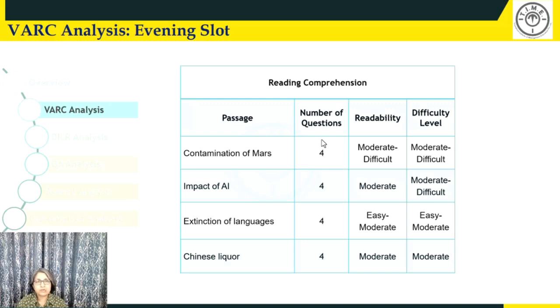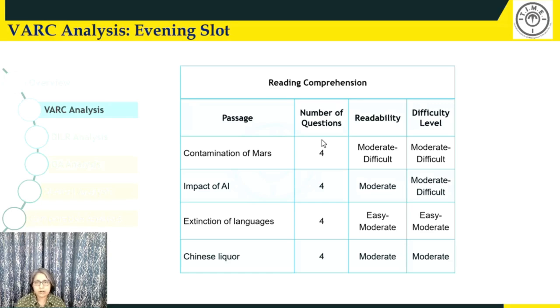And the last passage was based on a particular brand or particular variety of Chinese liquor. It was a business based passage. So overall, all the four passages were not of any themes which was so esoteric that the students would simply not comprehend. One big bugbear or fear of students is, let there not be some heavy philosophy based passages. So none of these passages was in that sense philosophy based. They were all kind of contemporary business or technology based, and the extinction of languages is a sociology based passage. So not that difficult to read.